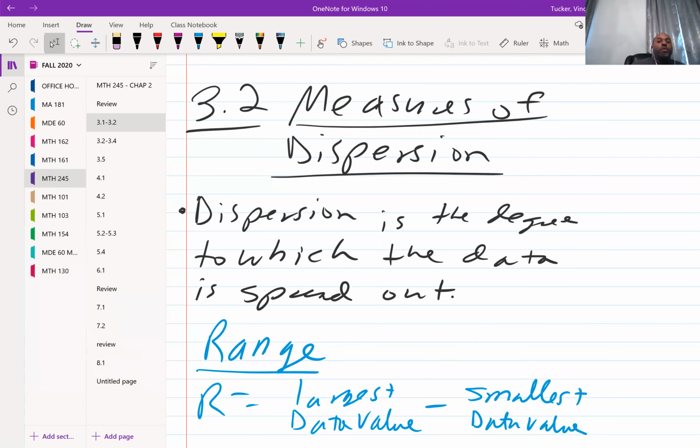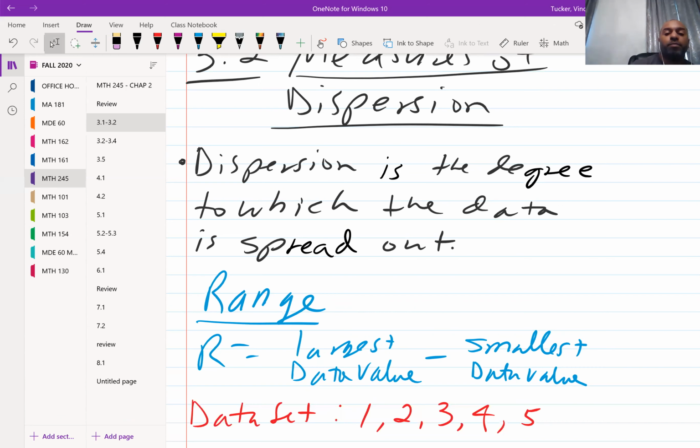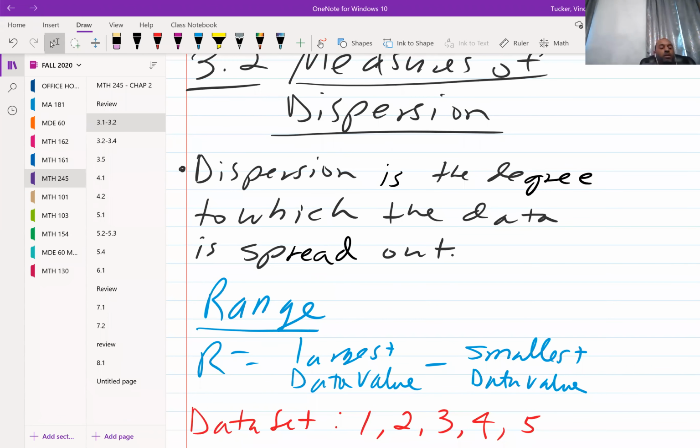All right, so 3.2, measures of dispersion. Dispersion is the degree to which the data is spread out. All right, dispersion is the degree to which the data is spread out. So the first thing they talk about in this section is the range. It's the largest data value minus the smallest data value.